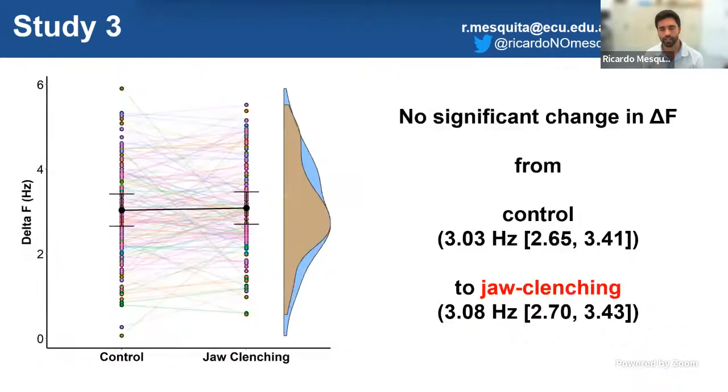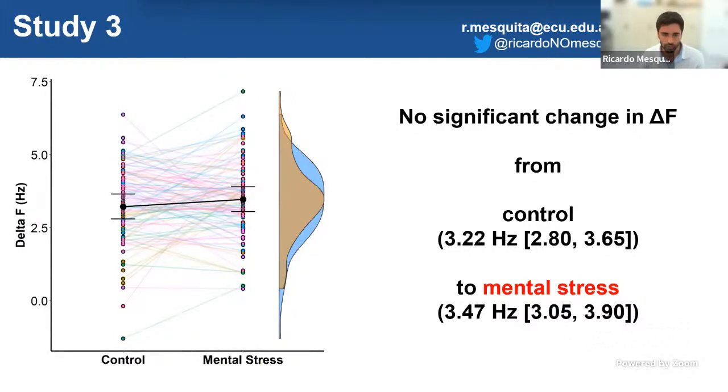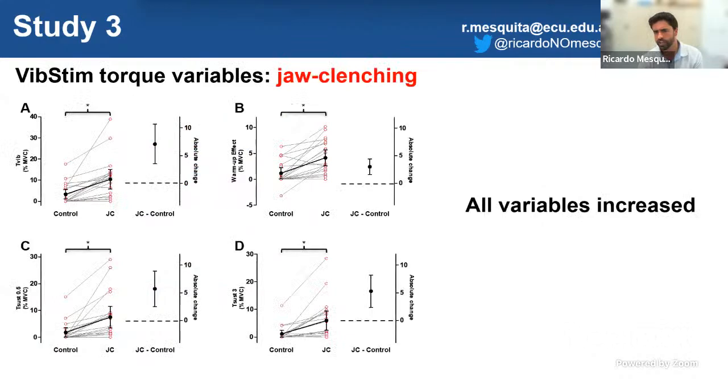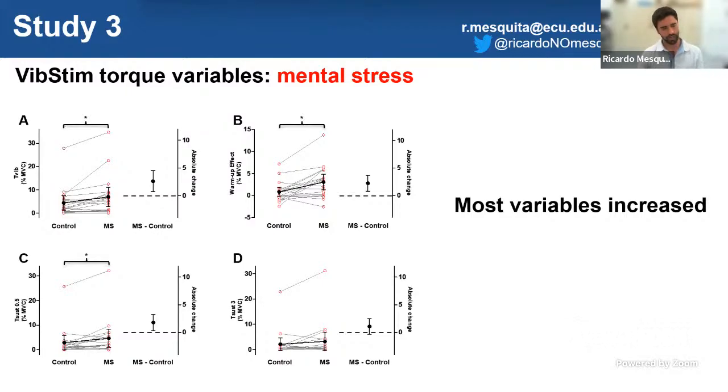Finally, regarding the other 2 conditions, we did not see a change in delta F, so in our estimate of PICs, in jaw clenching or mental stress during the voluntary ramp contractions, contrary to our hypothesis. And very interestingly, all variables increased, and quite a lot, in jaw clenching during the VibStim technique. And most of them increased during mental stress.